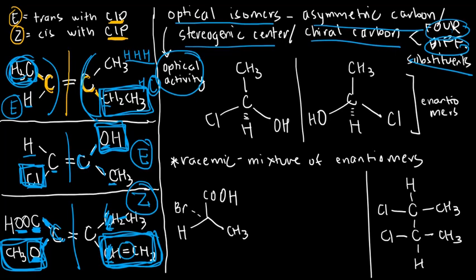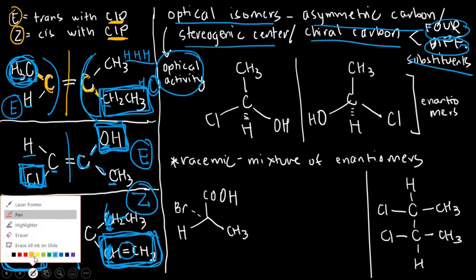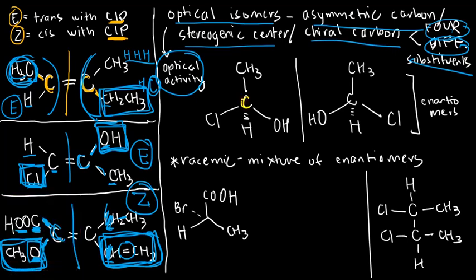Or if I have all substituents different, but I only have 3 substituents, it also cannot be chiral. So for example, this carbon is a perfect representation of that. I have a carbon that is bonded to 4 different things. And if you look at those 4 different things, CH3, Cl, H, and OH, all of them are different. This carbon is an example of a chiral carbon.